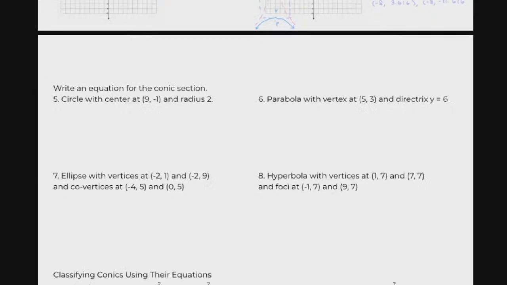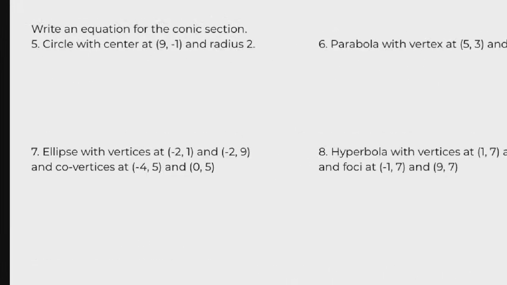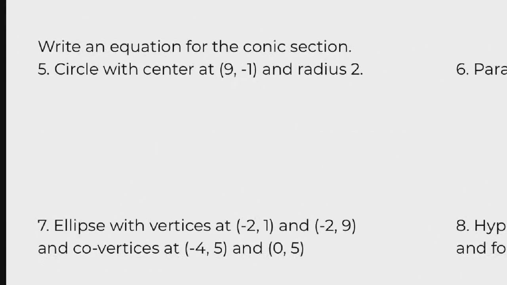Okay, next we're going to be writing equations for the conic section. For the first one, we have a circle with center at 9, 1 and radius of 2. So for the equation of a circle, that's going to be x minus h squared plus y minus k squared equals r squared. And the center is h, k, so we can just plug that in. That's going to be x minus 9 squared plus y plus 1 squared equals r is 2, so that's going to be 4.